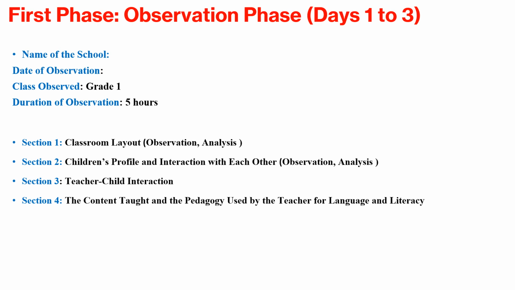Next is section 4, the content taught and the pedagogy used by the teacher for language and literacy. The first subject is language and literacy. It can be English or it can be Hindi also. What pedagogy tools the teacher used, what activity she has given, how she is teaching, and what the content is. You have to observe everything first, and then write the observation and then the analysis for the same.